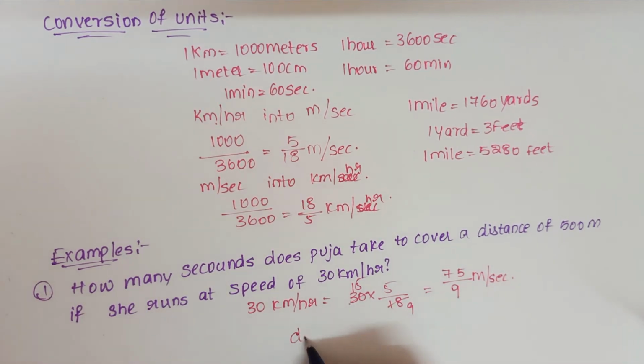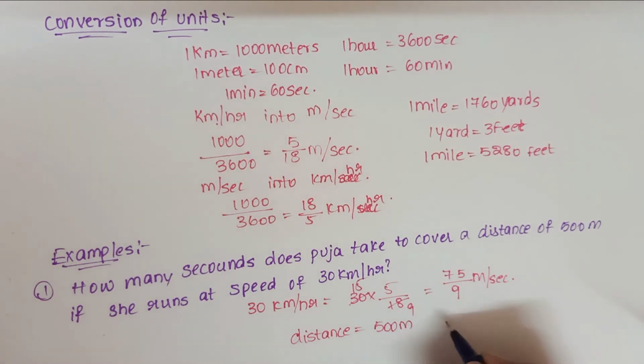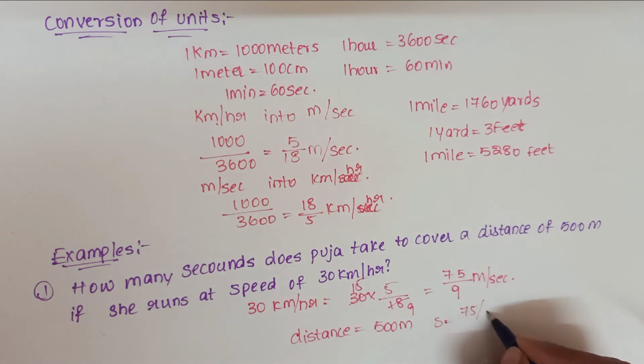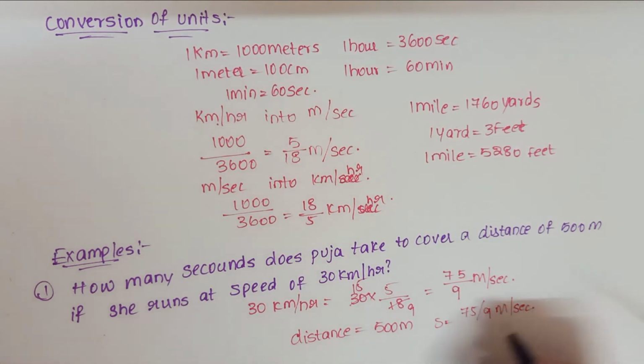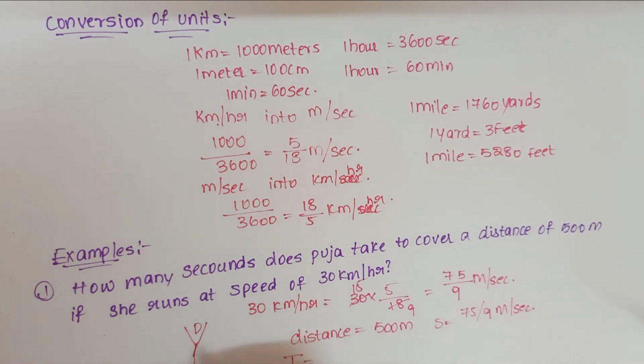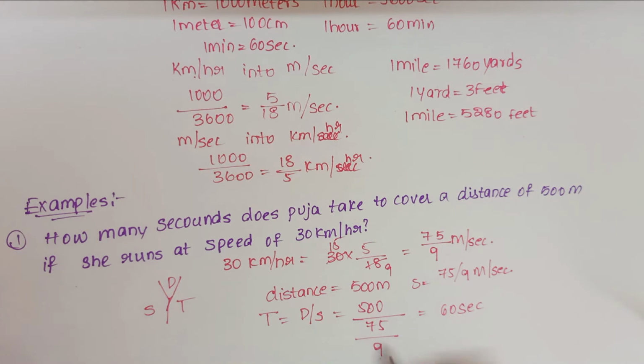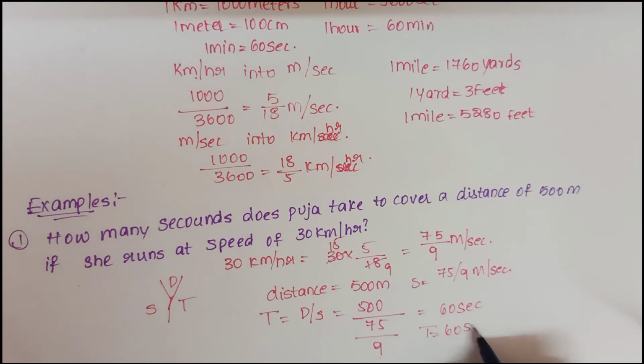Time: where distance is equal to 500 meters, speed is equal to 75 by 9 meters per second, and we want to find t. Before I said, to find t, we should use t is equal to d by s. 500 by 75 by 9. If we calculate, we'll get 60 seconds. So time is equal to 60 seconds.